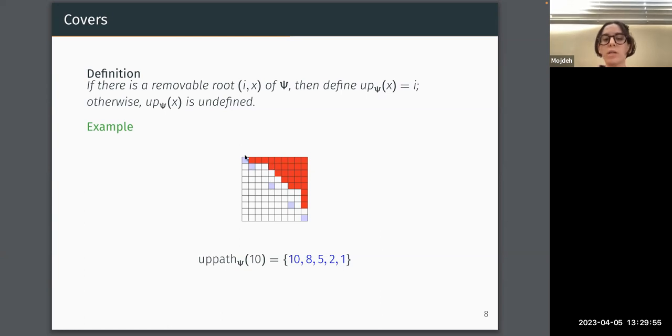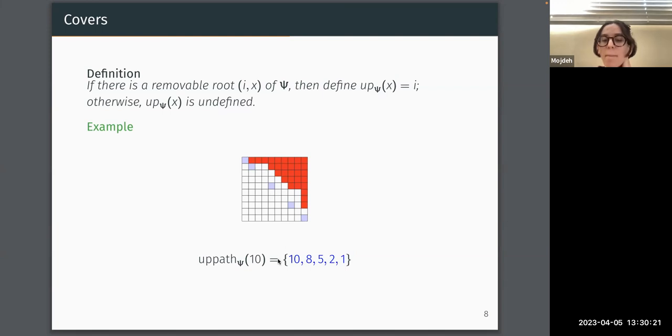So we can keep playing this game. And if we do this, we form a list of numbers. In this case, it's 10, 8, 5, 2, 1. Just by repeatedly computing up every time that we can, we'll call that an up path. And down paths are defined very similarly. I won't say it explicitly, but it's like the opposite of what I just did, going in the opposite order.